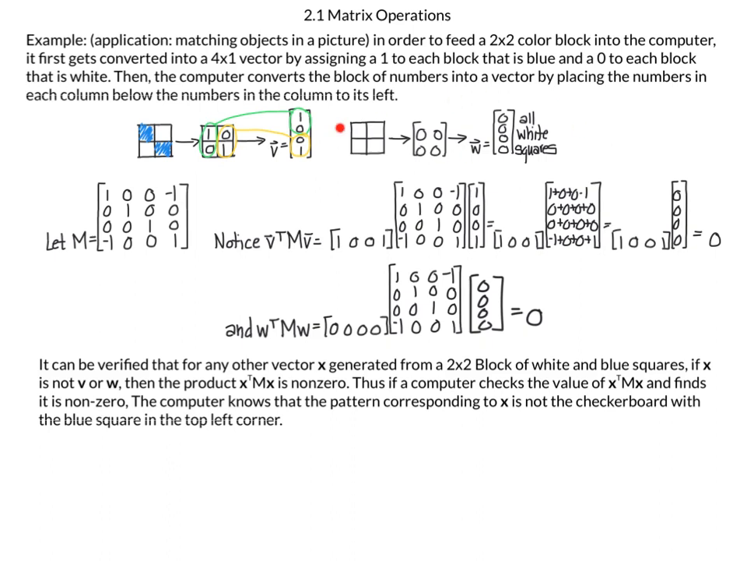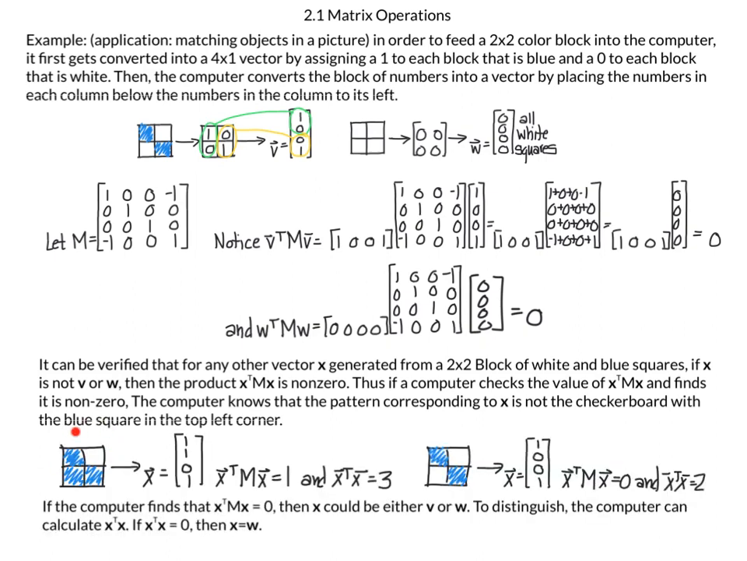In particular, it knows it's not all white. But let's say it's equal to, well, actually, before we do that, let's do one more example. And this is our other checkerboard. Oh, actually, it's not a checkerboard. It's another 4x4. But here we have blue, blue, so that's 1, 1. And then we have white, blue, that's 0, 1.